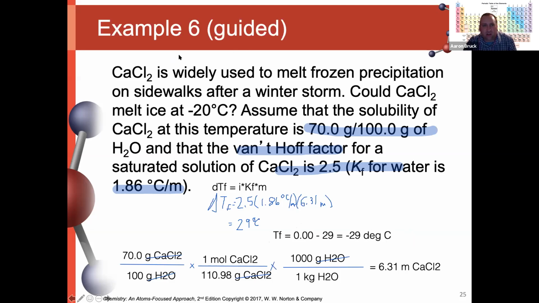So the key question here, what we started off wanting to know, can calcium chloride melt ice at negative 20 degrees Celsius? And the answer there is yes. And the way we know is based on the fact that this particular solution, if we got to the saturation limit and everything else was considered ideal, this could melt ice all the way down to negative 29 degrees, as opposed to just negative 20. So since this exceeds that, we know that this is possible.